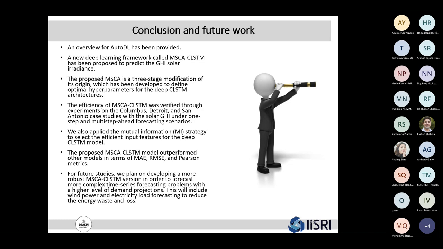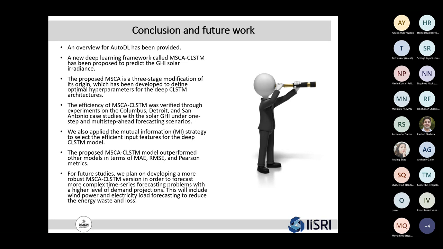The efficiency of this model was verified based on experiments on three different case studies with the solar GHI under one-step and multi-step ahead forecasting scenarios. We also applied the mutual information strategy to select the efficient input features for the deep CLSTM model. Actually, we haven't done it manually. We have used AMI. And our proposed model, as we have seen before, outperforms other models in terms of these three evaluation metrics.